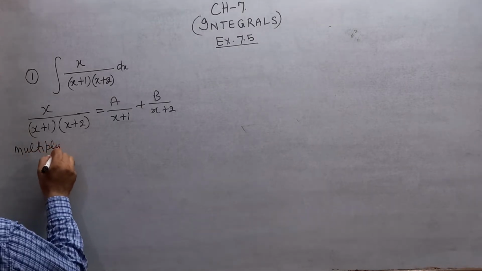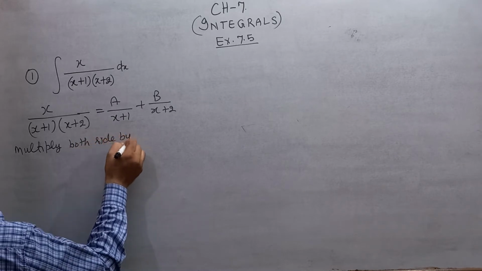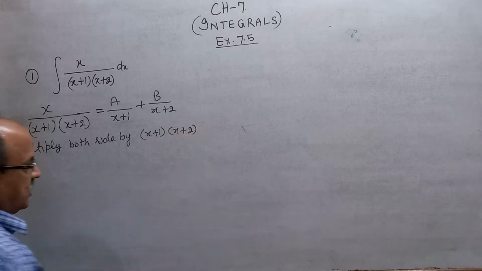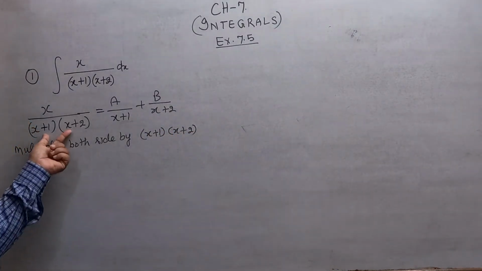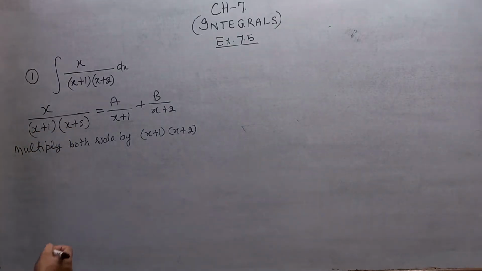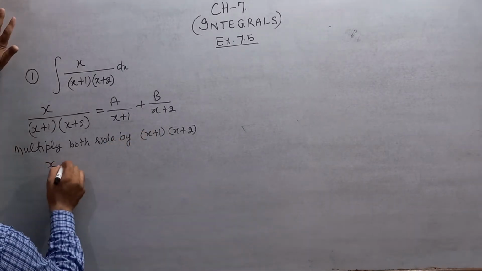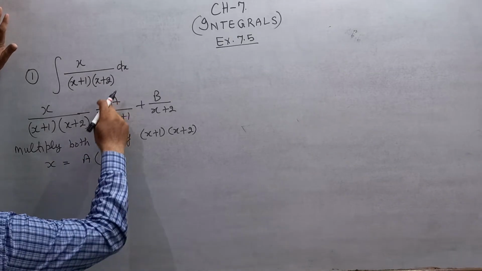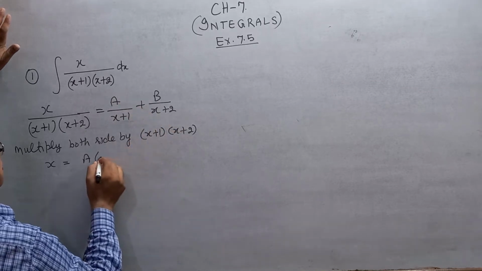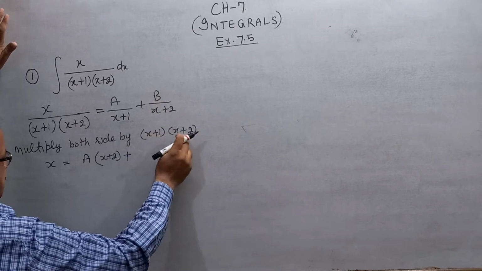Multiply both sides by x plus 1 into x plus 2. Multiply both sides by this quantity. Right? Or you can take LCM here. Now multiplying both sides by this quantity, when you multiply this with this, then this term cancels. A multiplied by this. When you multiply this by this, then x plus 2 cancels.